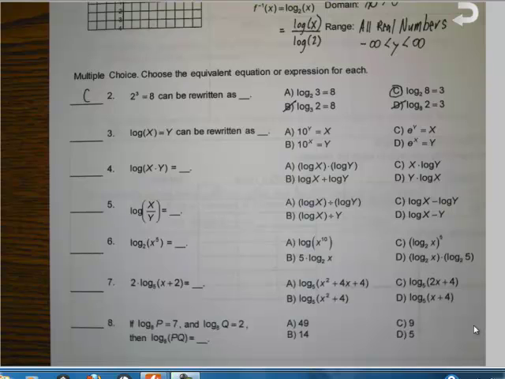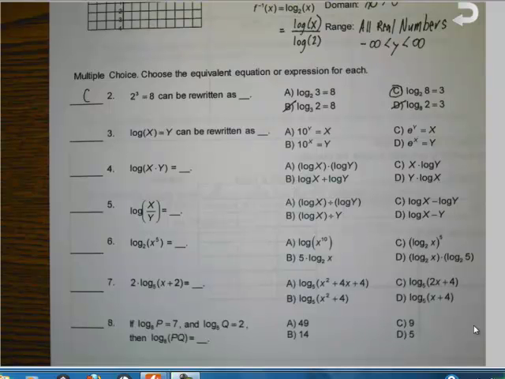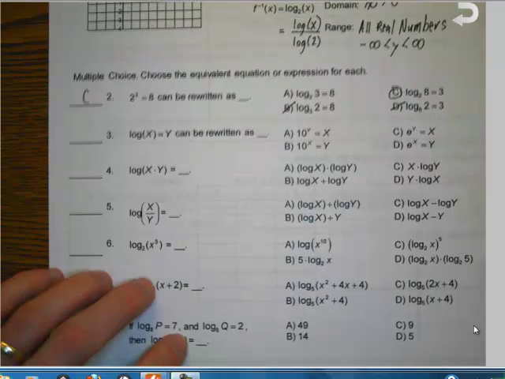Alright, now, did they give us the base in number 3? What is the base that we do not see? 10. So, because we know the base is 10, what choices can we eliminate automatically? C and D.